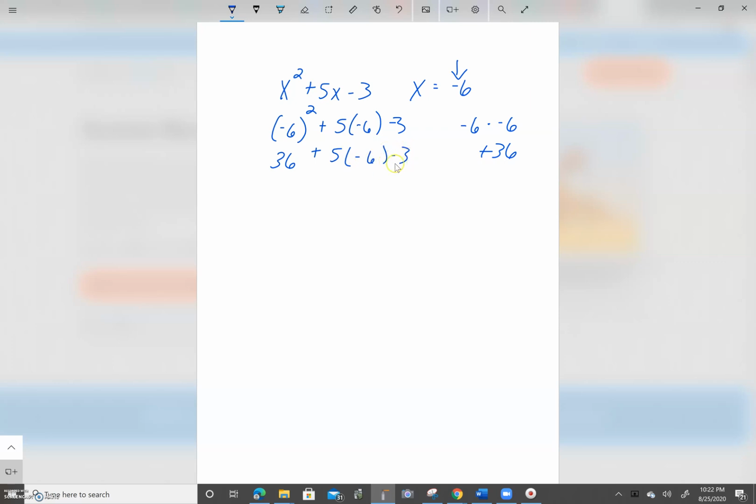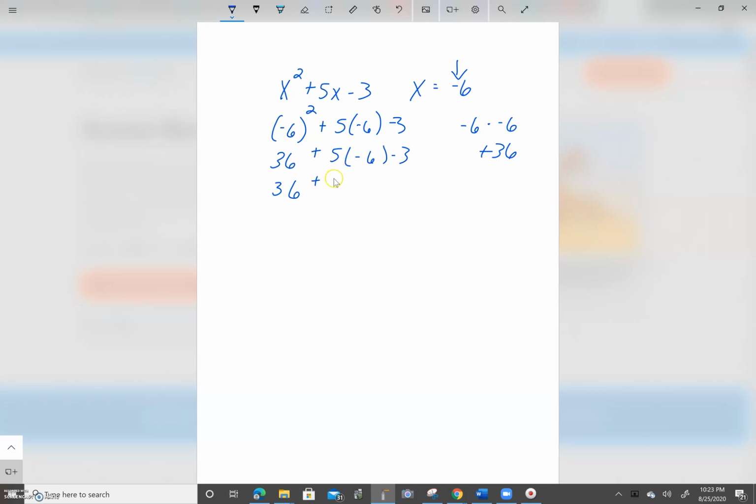Now, if I was not doing this example step by step, I probably would have gone ahead and multiplied at the same time, since I realized it didn't really mess up my steps. But I do not want to do that in the middle of trying to focus on the order of operations. So next I'm going to do the multiplication, 36 plus 5 times negative 6.